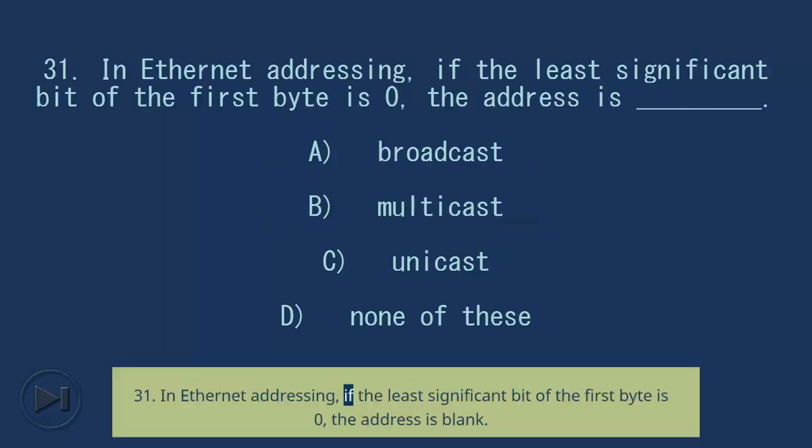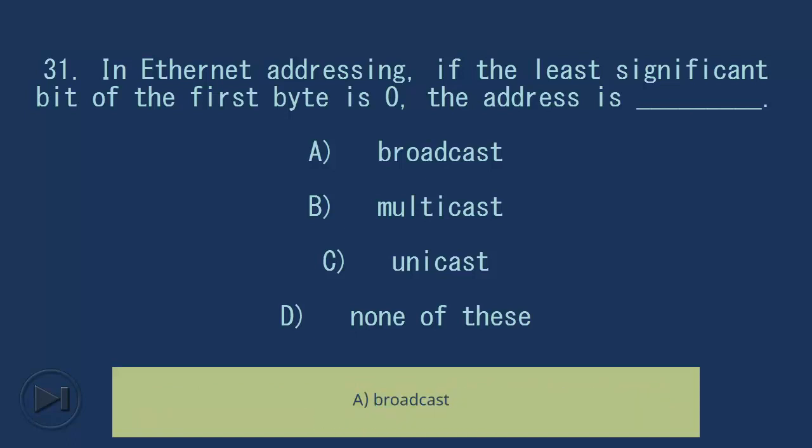31. In Ethernet addressing, if the least significant bit of the first byte is 0, the address is blank. A. Broadcast. B. Multicast. C. Unicast. D. None of these. Answer, C. Unicast.